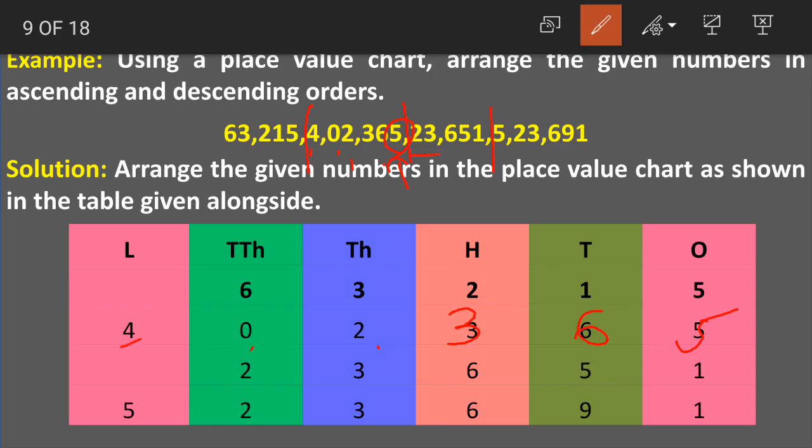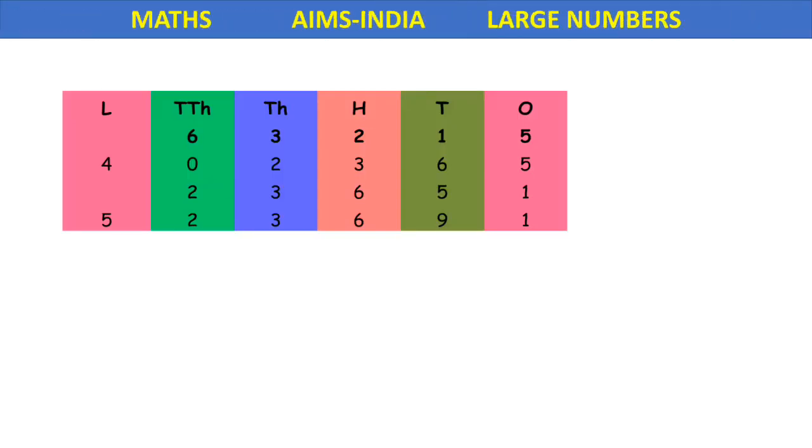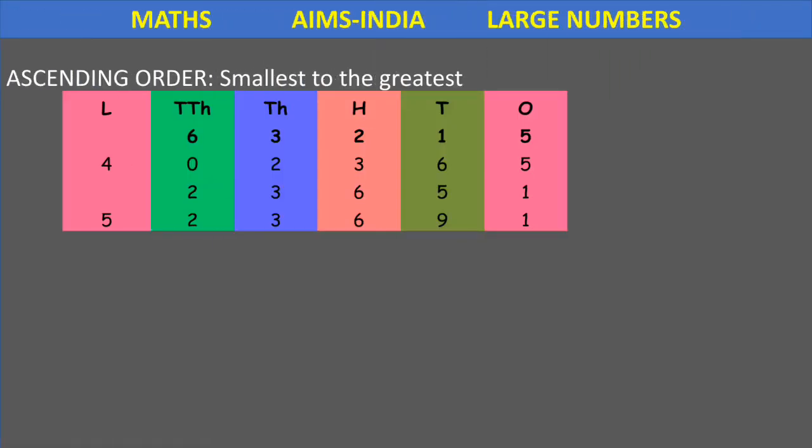In the same way, 23,651. First 1. Write 1. Then 5, 6, 3 and 2. Okay, children? And the last number, 5,23,691. 1, 9, 6, 3, 2 and 5 in the lakhs place. Okay? What did we do? We arranged all the numbers in a place value chart here.